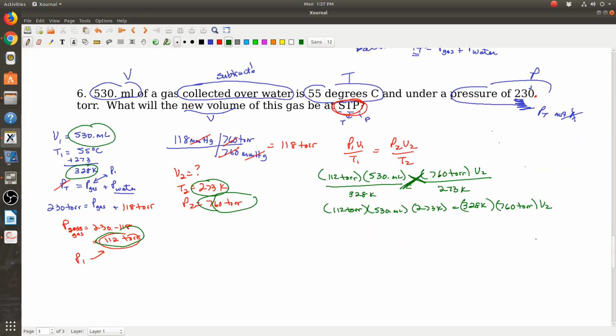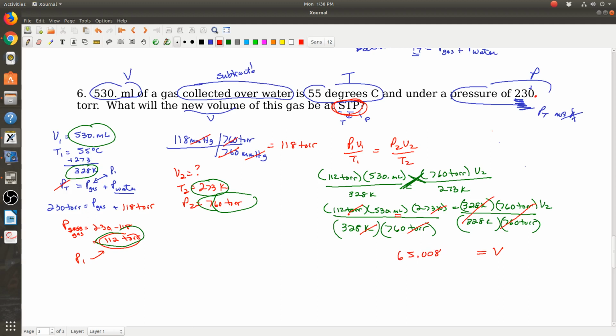All right, now how do you solve? You have to divide both sides by 328 and 760. So divide by 328 kelvins and 760 torr on both sides. They cancel to get V2. Kelvins cancel with kelvins. Torr cancels with torr. Milliliters is what's left, and that is a volume unit. So when I put all these numbers in and divide by these two numbers, I get 65.008. Make sure you get that.